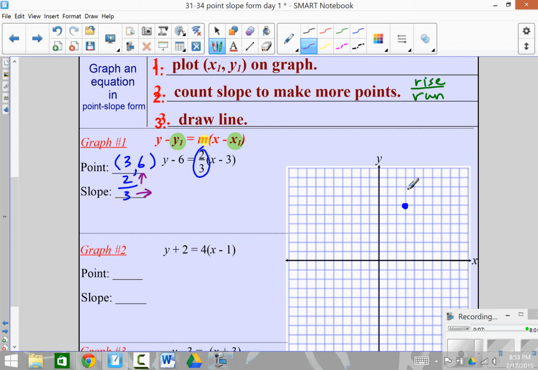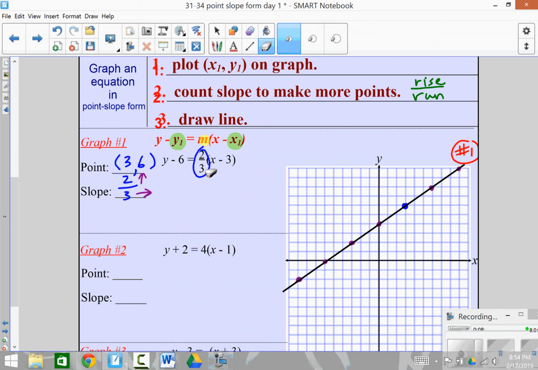So rise 2, run 3. Rise 2, run 3. I'm going to keep going here. So I run out of space. Now I'm going to go backwards, down 2, backwards 3, and keep following this pattern here until I run out of space. And then I should have dots that are in order. Looks like it went out of order. Down 2 over 3, down 2 over 3. And they should line up. And do the best you can. Connect the dots. And let's label this graph number 1, because we're going to have 3 graphs on this. So you just graphed y minus 6 equals 2/3 times x minus 3 here.